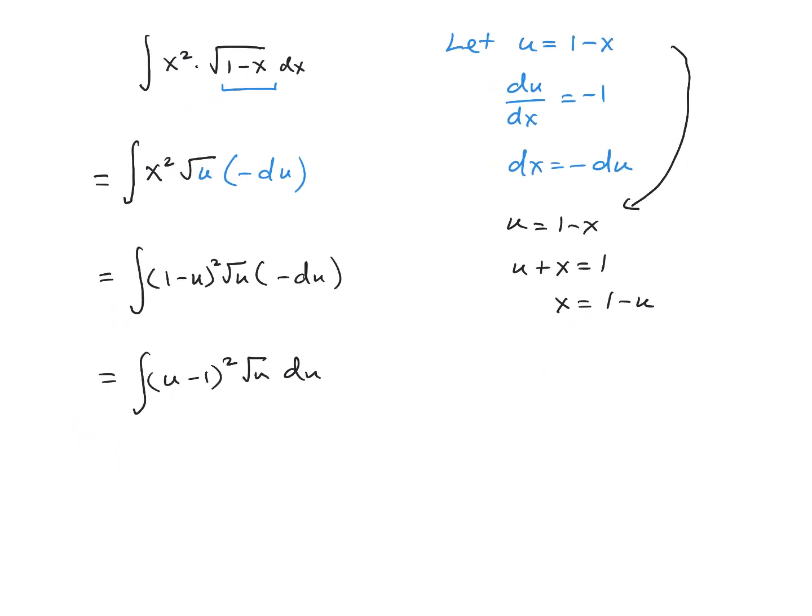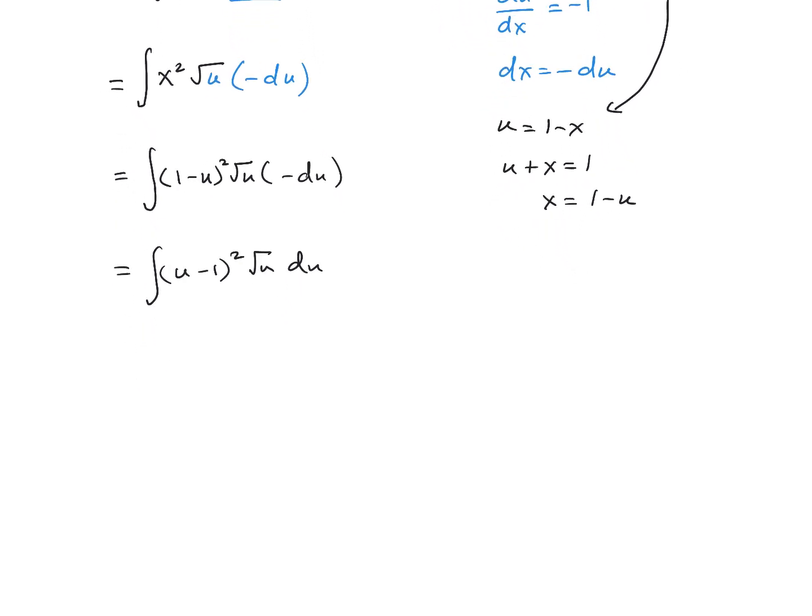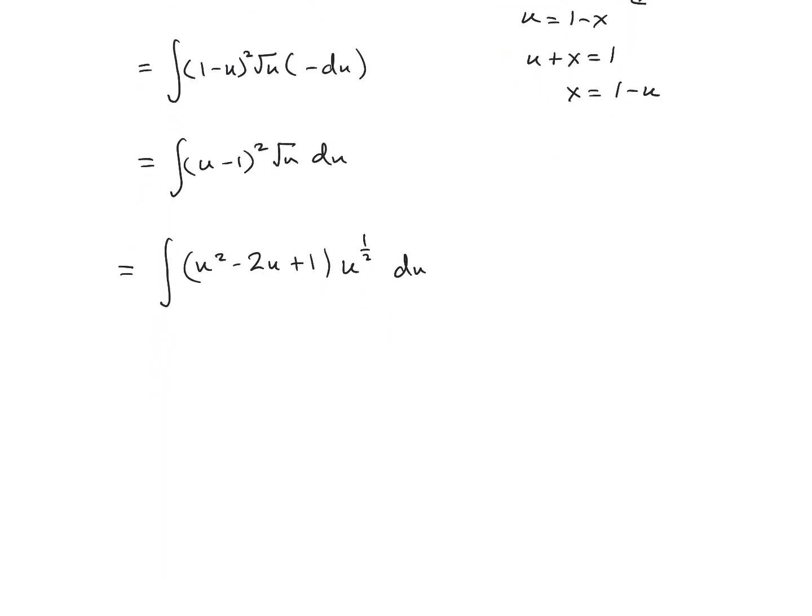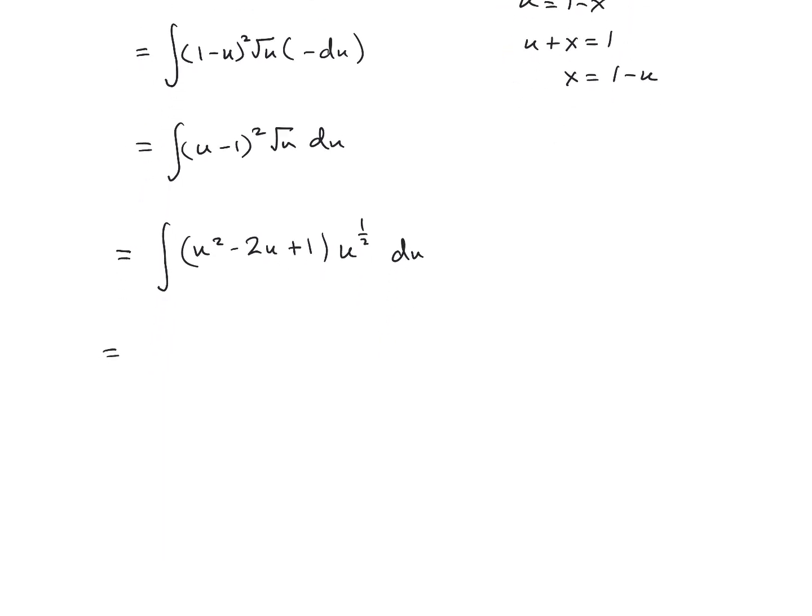And you might be tempted to do another substitution, but you'll just go back in circles. So we don't want to do that. We want to actually go forward with this problem. The first step in doing so is to square out that u minus 1. So that's going to be u squared minus 2u plus 1. That's still times the square root of u, but let's rewrite that as u to the half power. And now you'll notice our strategy. We're going to multiply that in, and then integrate term by term.